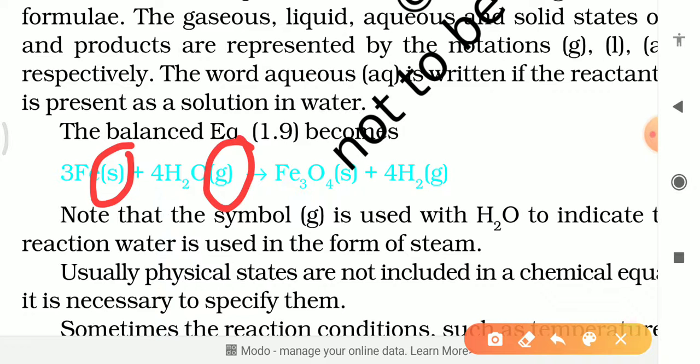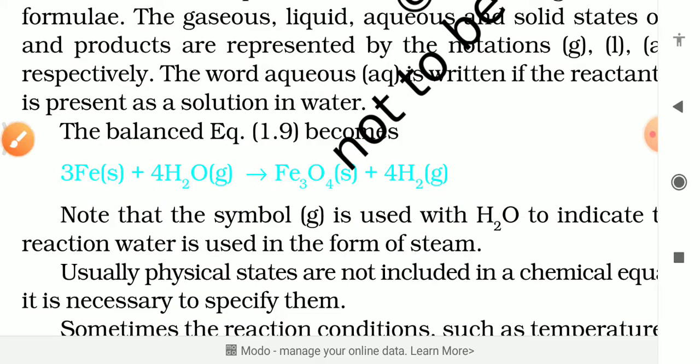Now your new product came here, that is the ferric oxide, Fe3O4. It is in the solid form, that's why in the bracket we write solid, because it's a solid. Hydrogen is a gas. That's why we write gas here.